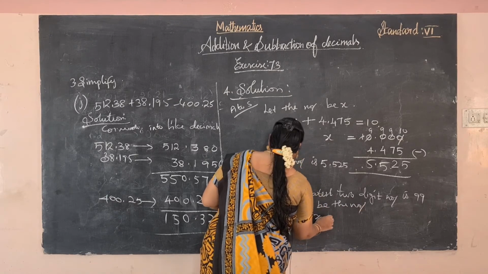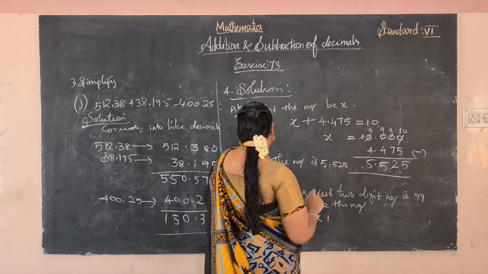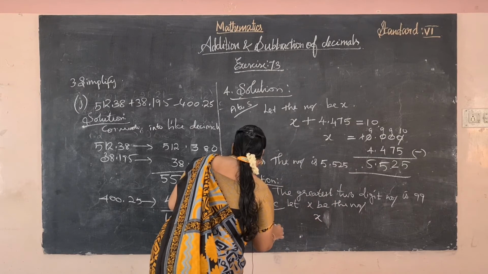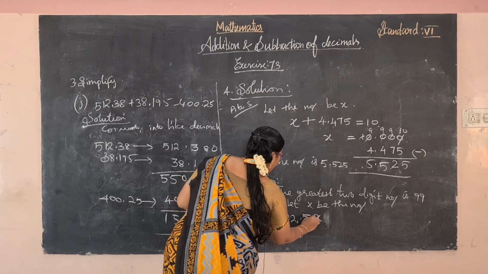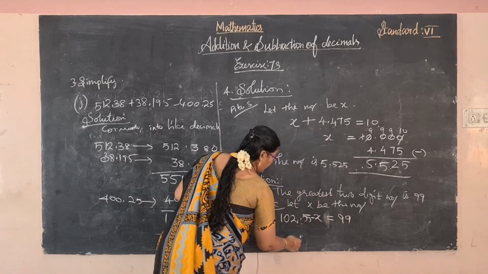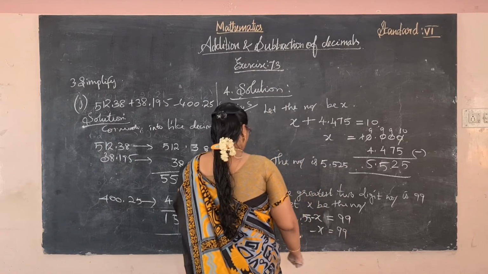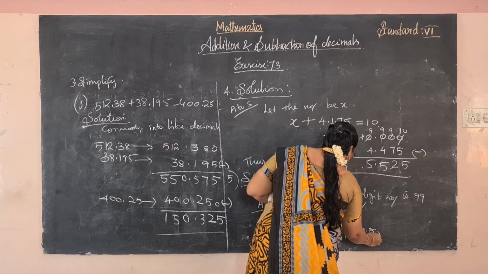So x subtracted from, yes, what should be subtracted from? So 102.55 minus x is equal to 99. So minus x equal to 99. Okay, minus 102.55.